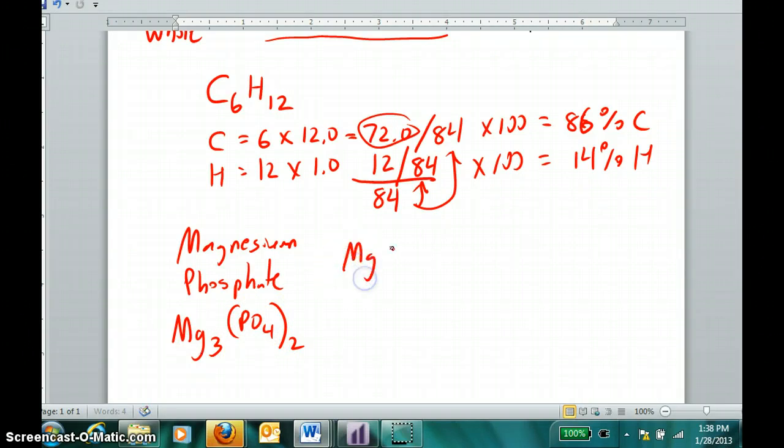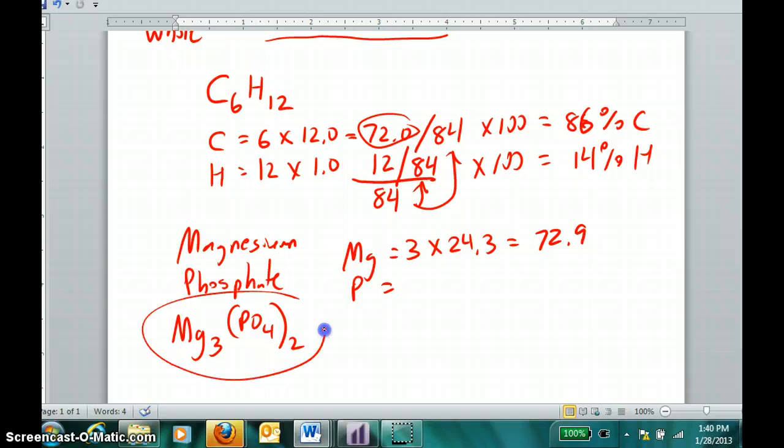Well, that means magnesium, with 3 atoms, each one of them being 24.3 atomic mass units, accounts for 72.9 of the mass units in magnesium phosphate. Now, of course, the phosphate ion has two components. It has a phosphorus atom and 4 oxygen atoms. So that really means we have 2 phosphorus atoms in this one formula unit, and 2 phosphorus atoms, each 31 atomic mass units, would account for another 62 atomic mass units as the part that is phosphorus.